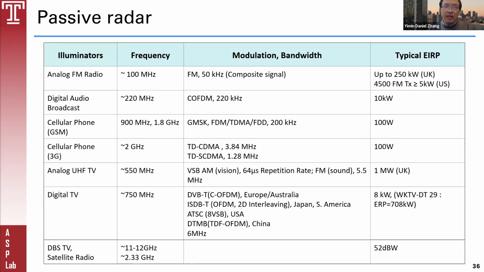So this one is a little old, but it lists different kinds of sources we can use, ranging from FM and digital audio broadcast to TV. And apparently digital TV is actually a preferred option for many passive radar systems. Anyway, this table gives these kinds of sources with different frequency bands, modulation schemes, bandwidths, and also transmit power.